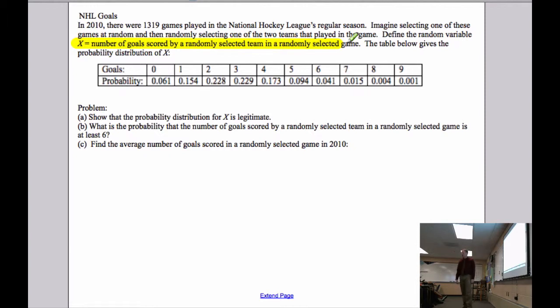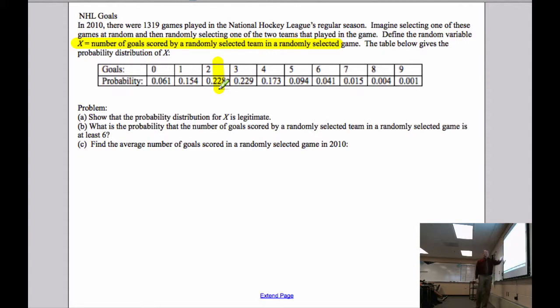Same kind of deal. So, for example, the other day, if I happened to pick the Wild won 2 days ago, what was the score? Who knows? 2-1. They won 2-1. So what's the probability they would have scored 2 goals? Or what's the probability I would have picked a team, the Wild, that would have scored 2 goals? 0.228, right? About 23%. That's what that's saying.